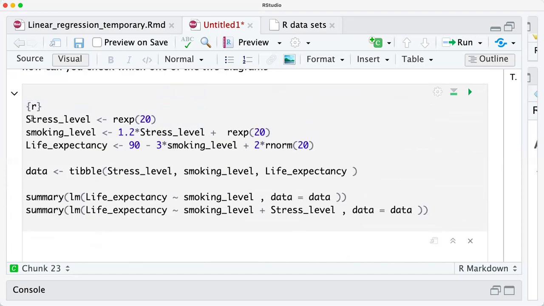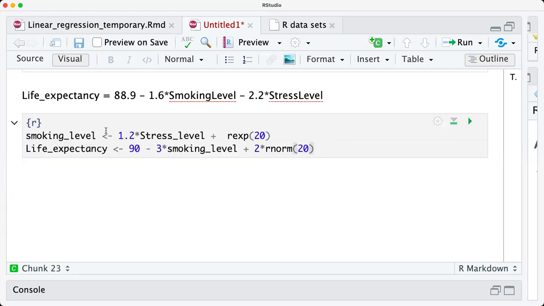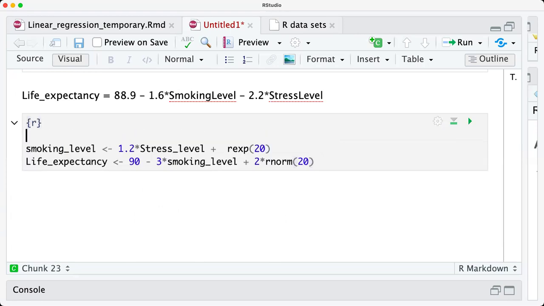Let's take again these variables: smoking level and life expectancy, but let's also add the coffee consumed. So the coffee consumed probably doesn't have an effect on the life expectancy, but if you consume coffee, you are more likely to smoke a cigarette after coffee. I mean, it's the real effect.